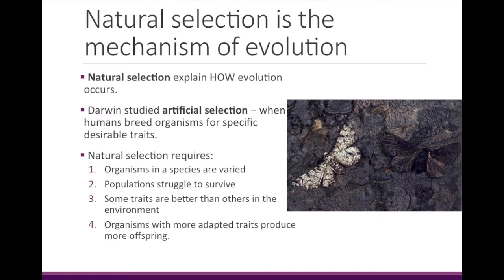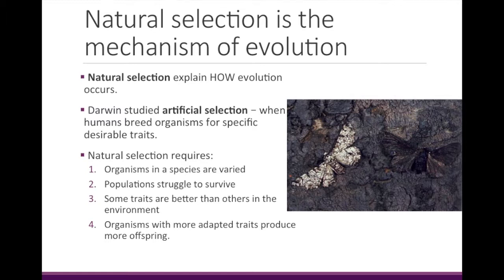Natural selection can only occur if the right conditions are met. So a population of individuals must have variation. If you look in the picture on the right, you can see two moths. One is white, one is black, and they're living on this dark black tree trunk. They are the same species of moth. Some are light gray, some are dark. That is variation.